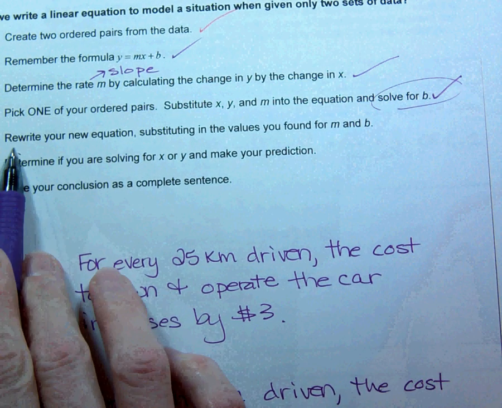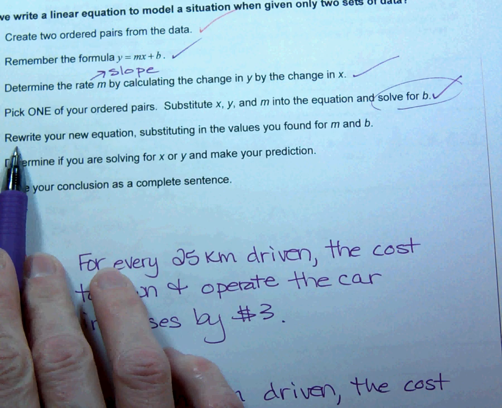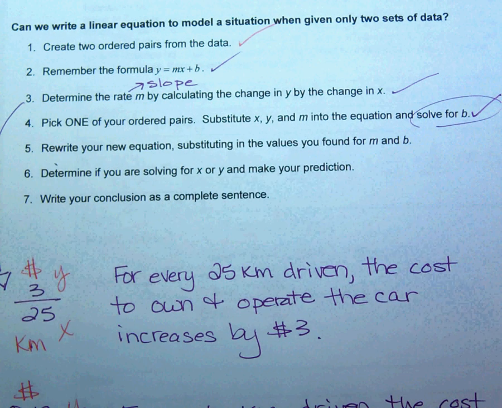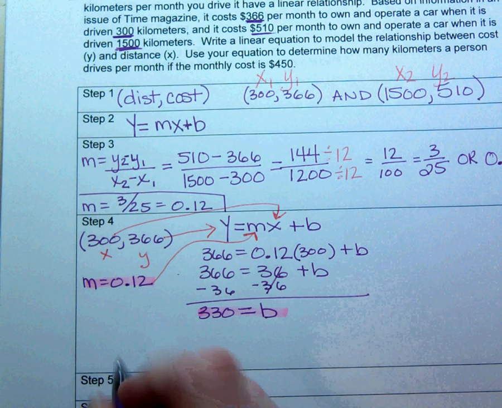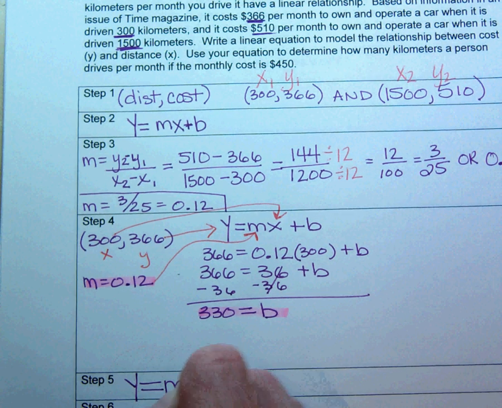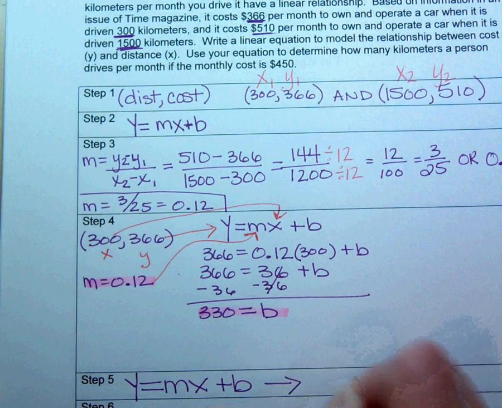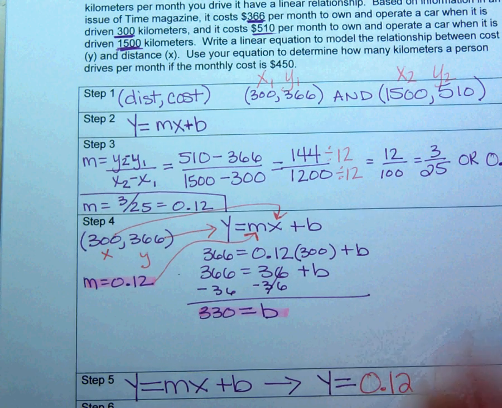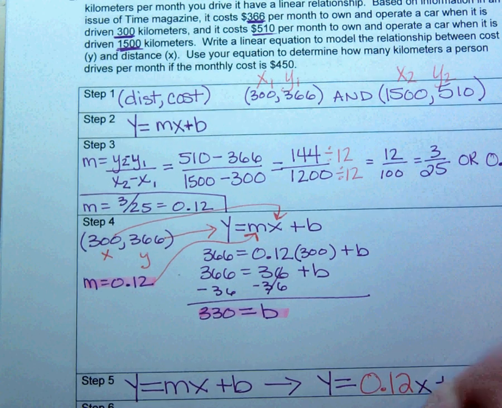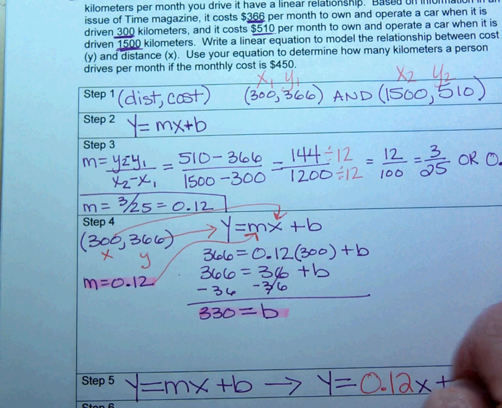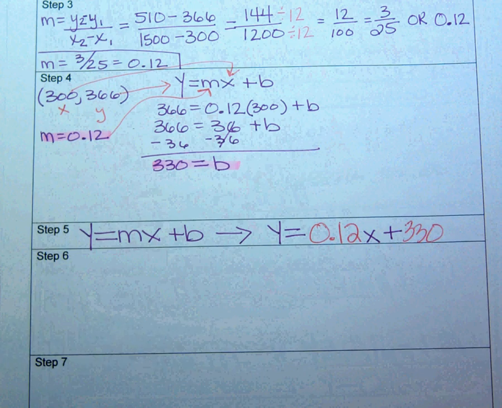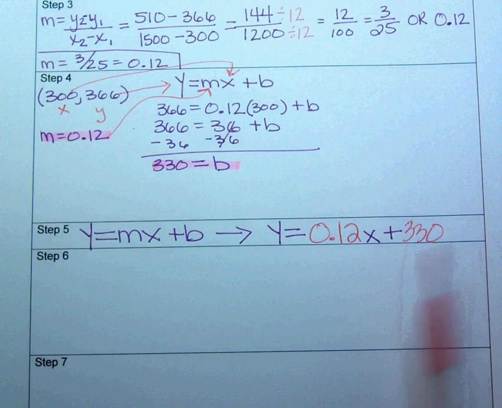And now step 5 says rewrite your new equation substituting in the values you found for m and b. So in general, we have y equals mx plus b. So this becomes y equals 0.12x plus b, which is 330. So y equals 0.12x plus 330. And this is the equation.